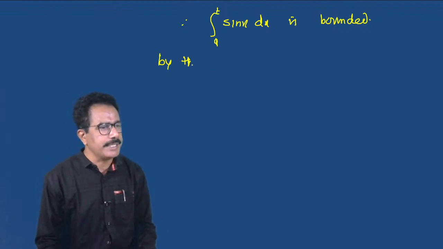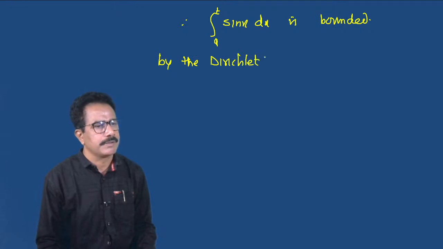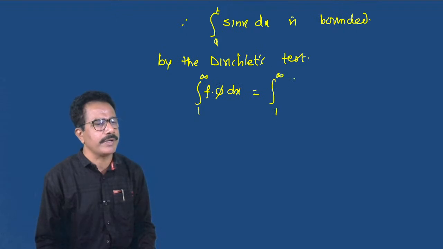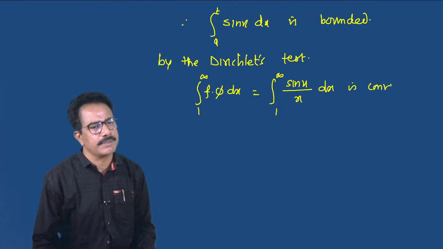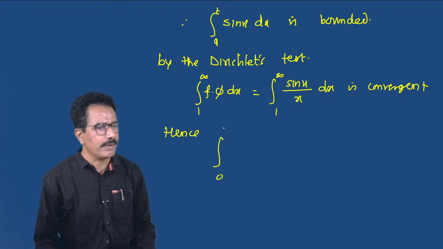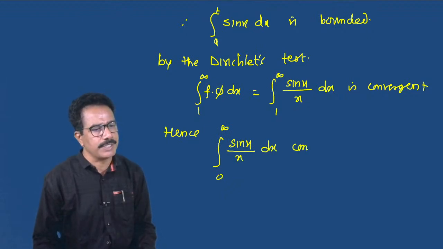Therefore by Dirichlet's test, the integral from 1 to infinity of f into phi dx, which is equal to the integral from 1 to infinity of sin x divided by x dx, is convergent, and hence the integral from 0 to infinity of sin x divided by x dx is convergent, and hence proved.